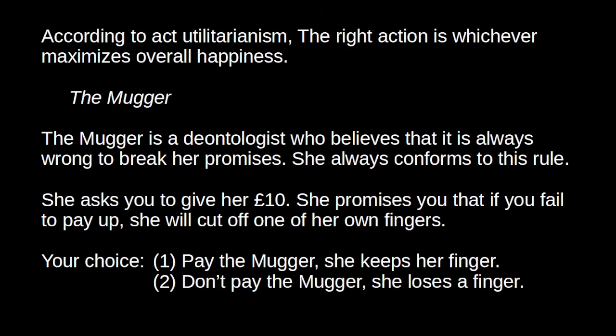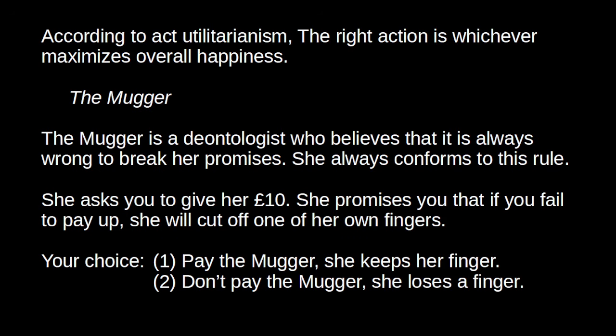The mugger is a deontologist, and they believe that it is morally wrong, always morally wrong, to break promises. And they always act on this belief, so they never break their promises. The mugger says to you, if you don't give me £10, then I will cut off my finger. So the mugger has made a promise. If she doesn't receive £10 from you, she's going to cut off her own finger. And since she never breaks her promises, you know that she will go through with it.